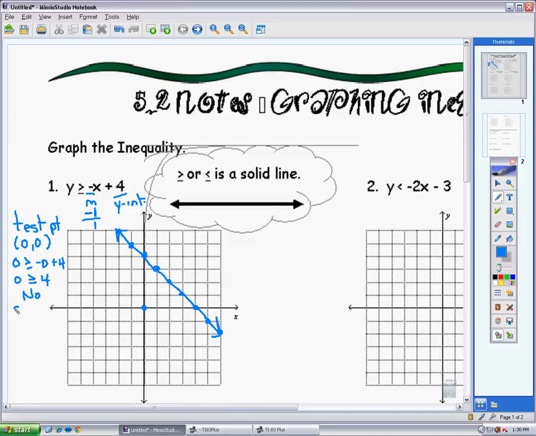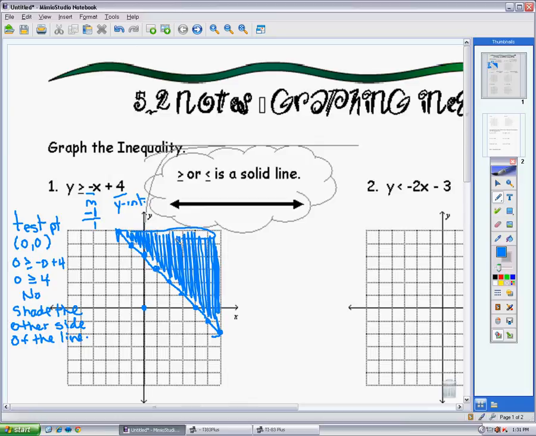So what that means is I need to shade the other side of the line. Okay, so here was my test point. This is not a solution. That means that none of the points on this side of the line is a solution. So that means that the points on the other side of the line are solutions. So here I am, I'm shading in all of the solutions. That means any point that I pick in this shaded region will work in this inequality. So if I pick the point 2, 5, 2, 5 would be a solution. I would get a true statement.